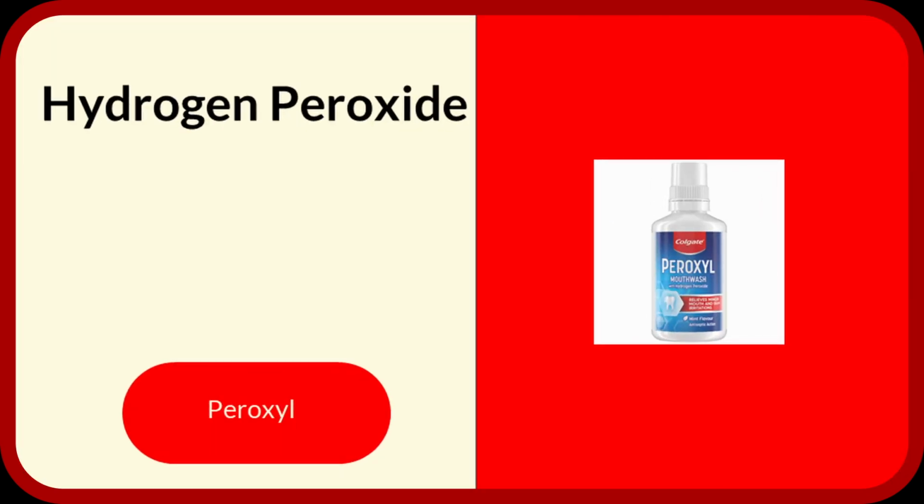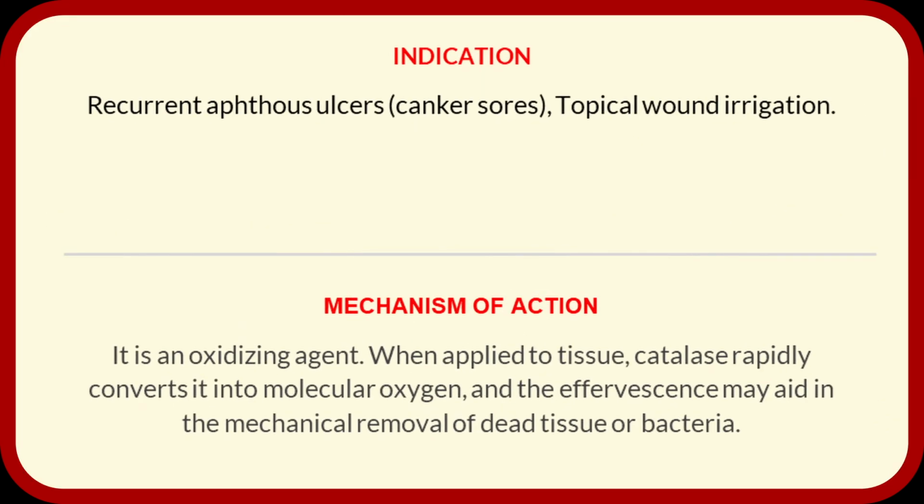Hydrogen peroxide, with the brand name Peroxyl, is used for recurrent aphthous ulcers, canker sores, and topical wound irrigation. It is an oxidizing agent. When applied to tissue, catalase rapidly converts it into molecular oxygen, and the effervescence may aid in the mechanical removal of dead tissue or bacteria.